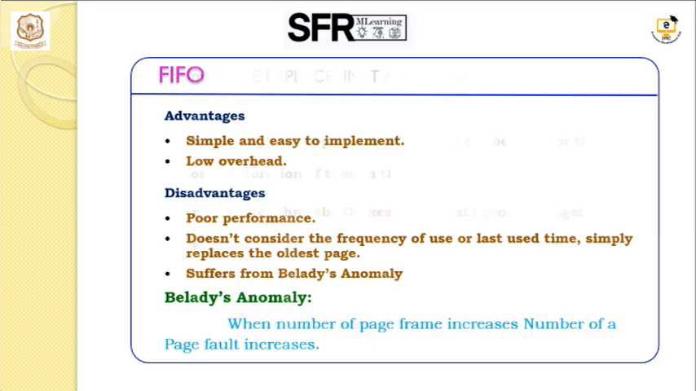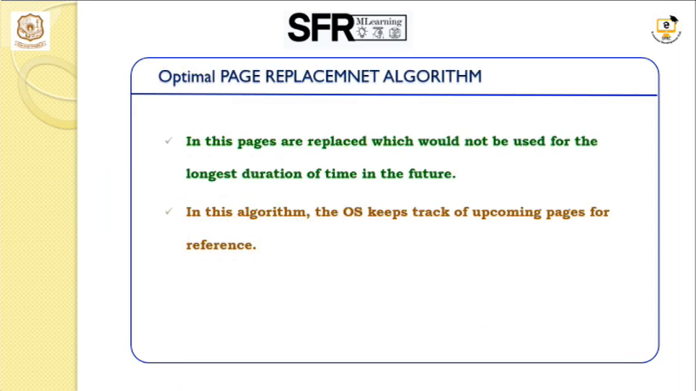Next, we are moving on to the next page replacement algorithm, the optimal page replacement algorithm. The disadvantage of the FIFO replacement algorithm is addressed by the optimal page replacement algorithm. In this, the pages that would not be used for the longest duration of time in the future are replaced. So, in this algorithm we have to focus on the upcoming frames. The OS will keep track of upcoming pages for reference.